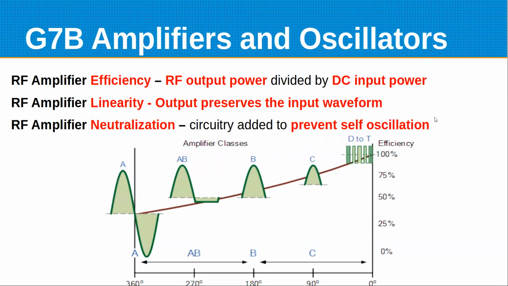Okay, amplifiers. There's several characteristics of amplifiers. One is efficiency. So it's defined as taking the RF output power and dividing it by the DC input power. So if I had an amplifier that output 100 watts RF, RMS, and it takes 200 watts of DC input, then its efficiency would be 50%. And that's not atypical.